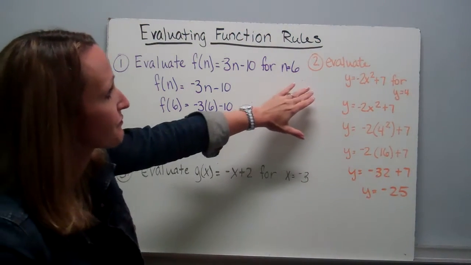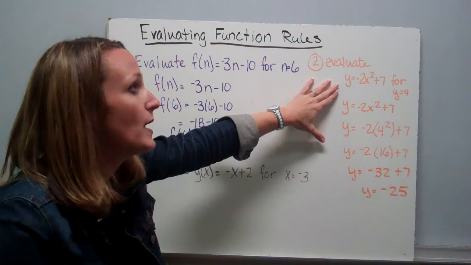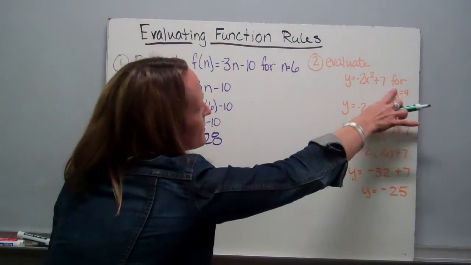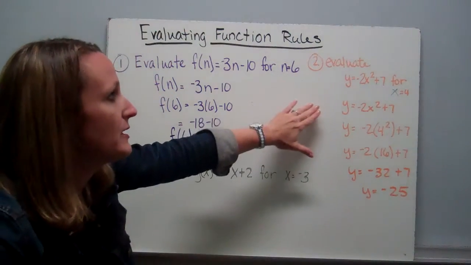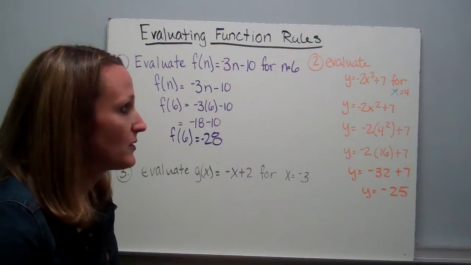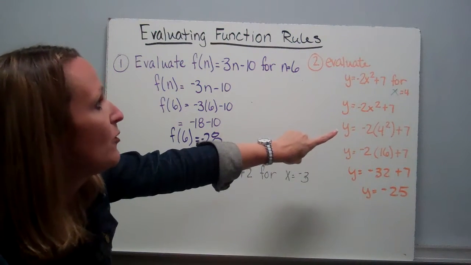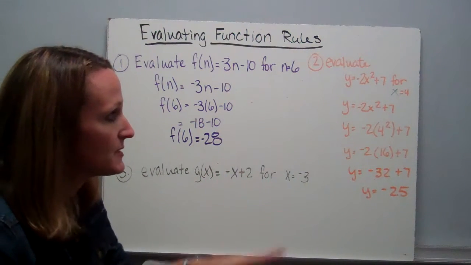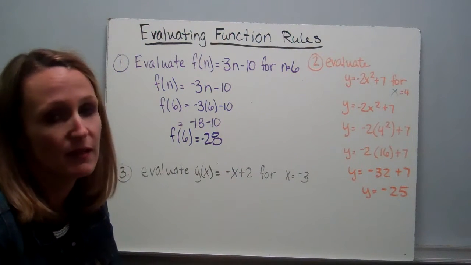Okay, what about here? Evaluate y equals negative 2x squared plus 7, where x equals 4. Actually, that should have been x equals 4. Oops. Alright. So what I'm going to do here is substitute 4 for my x value. So my input is 4. What is my output? Well, when I plug in that 4, I'm going to do 4 squared, which becomes 16. So now I'm doing negative 2 times 16, which gives me negative 32. Negative 32 plus 7 gives me negative 25.